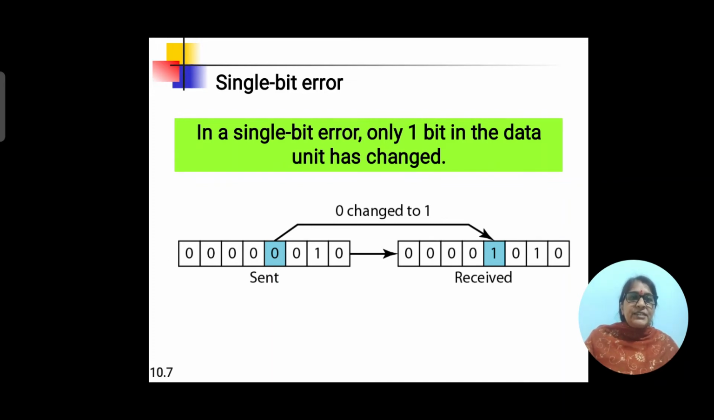As shown in the slide, we have two boxes in which one is the sender and the second one is the receiver. In the sender, we sent 0 0 0 0 0 0 1 0, and the receiver receives 0 0 0 0 1 0 1 0. So here the 0 changed to 1. It is nothing but a single bit error. The 0 is changed to 1.